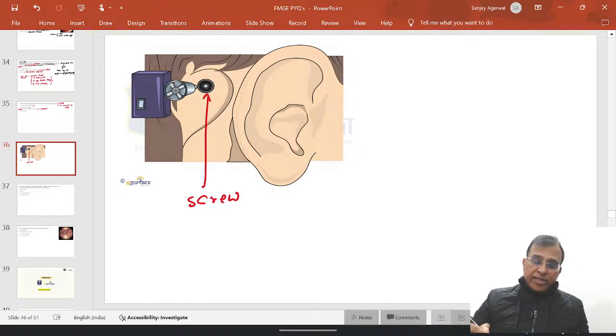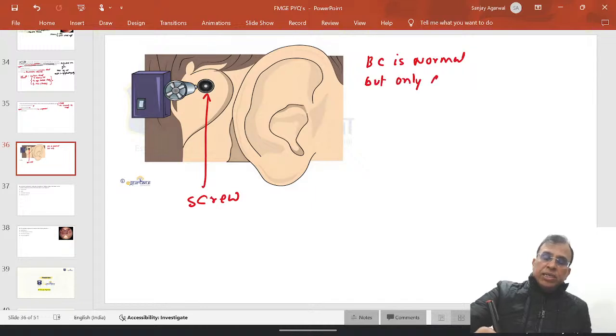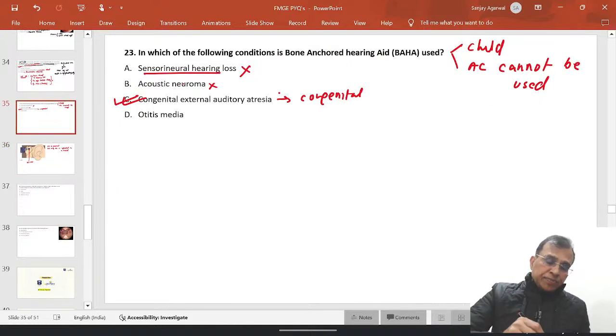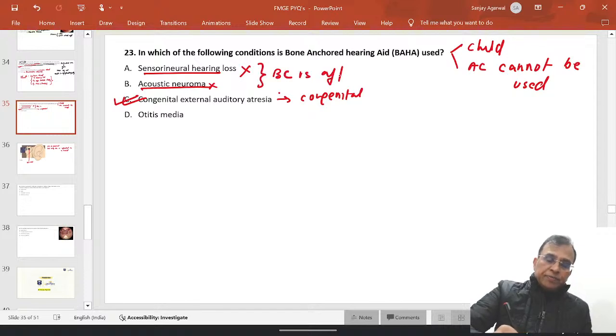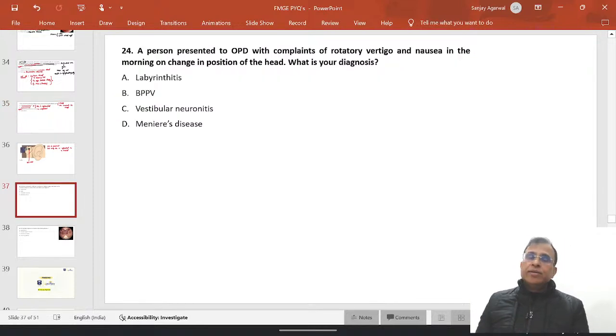So bone anchored hearing aid is used when BC is okay. BC is normal, but only AC is affected, that too in a small child. This is what I told you. If AC is affected in a small child, then BAHA is the best thing. Okay. If it is SNHL or acoustic neuroma, in both these patients, BC is affected. And if the BC is affected, BAHA is not useful. Right? That's why C is the correct answer.